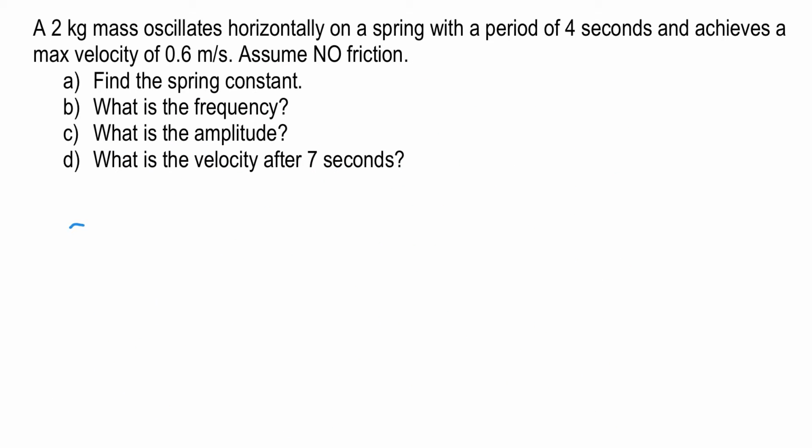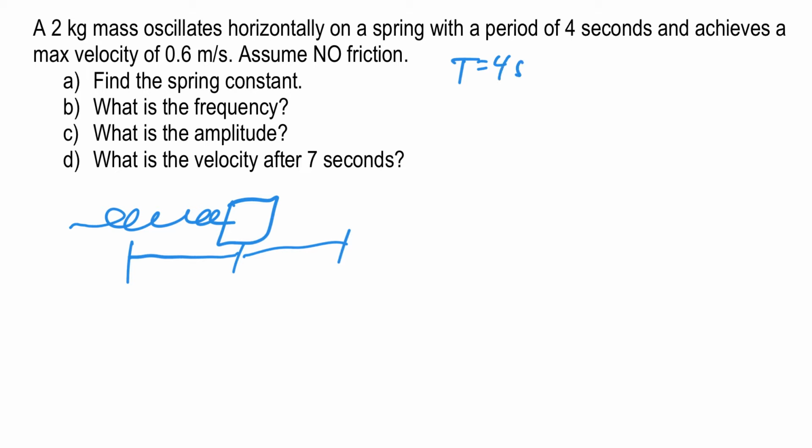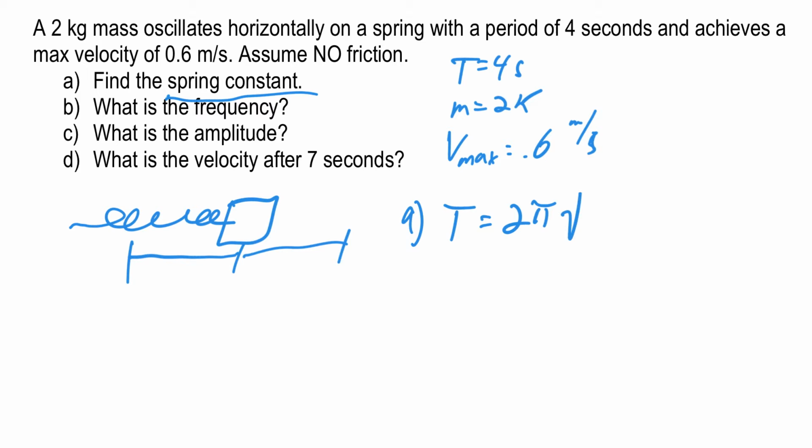All right, so again, we have another mass. This time it has a period, so it's kind of like the last problem, but it's giving us different things, right? So this tells us that it's oscillating back and forth again. This time they give us the period, so T equals 4 seconds. The mass is 2 kilograms, and they're saying V max is going to be 0.6 meters per second. So the first thing we want to find is the spring constant. Since we know the period and we know the mass, we should be able to find the spring constant.